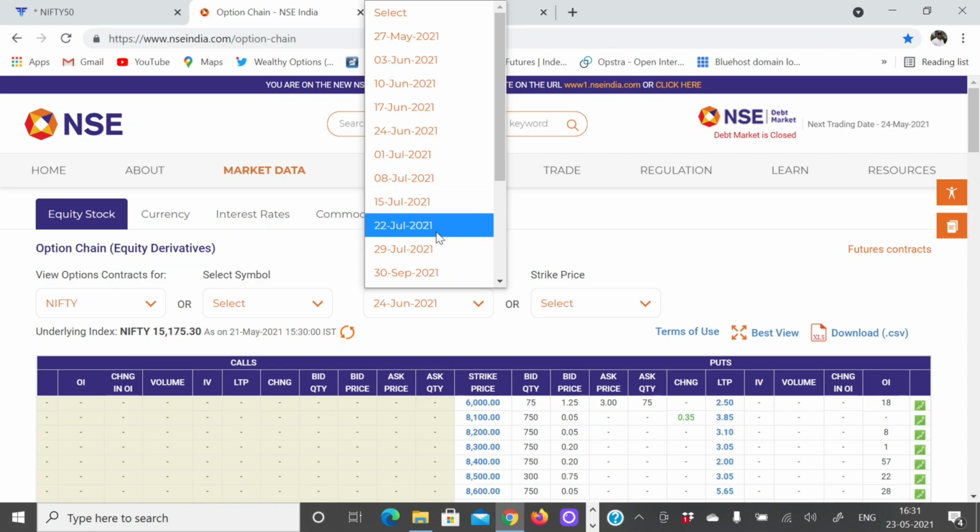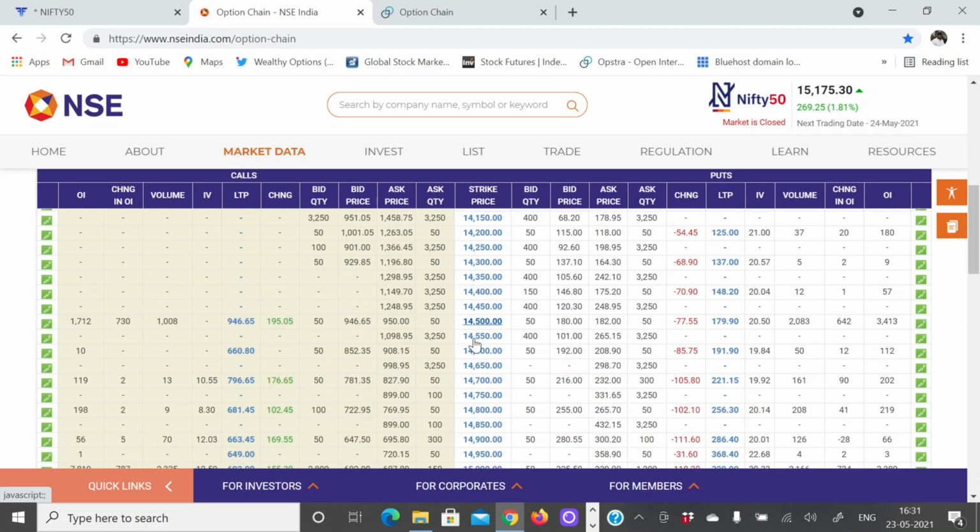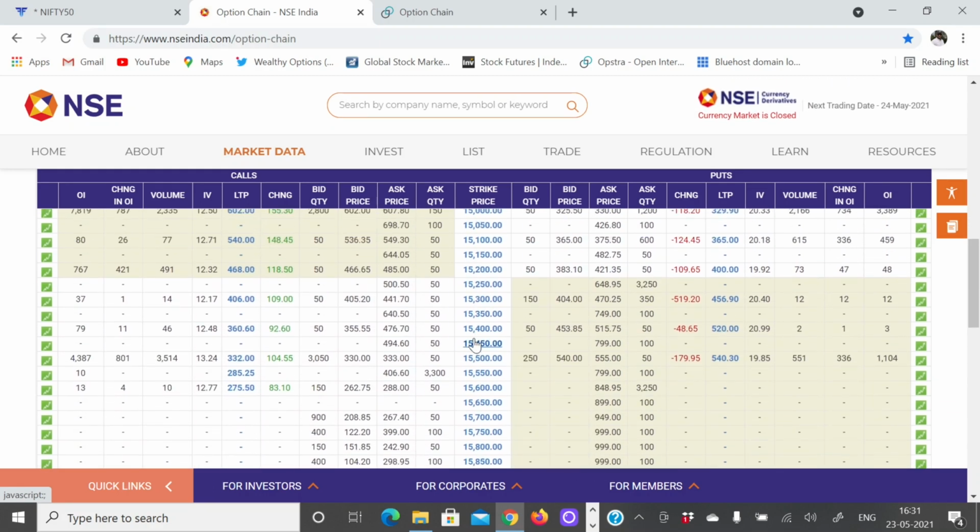If I choose the 4-month contract, which is 29th July, it will be even more illiquid. Even the strike 50 points away from the current market price of 15,200 is illiquid. There is somebody ready to sell, but there are no buyers at all. Even for the 15,200 at-the-money call option contract, look at the difference between the bid and ask price. It's almost 20 rupees, right?